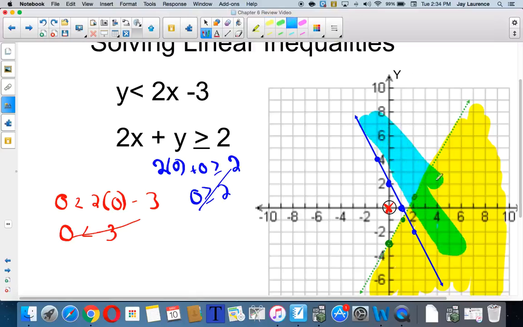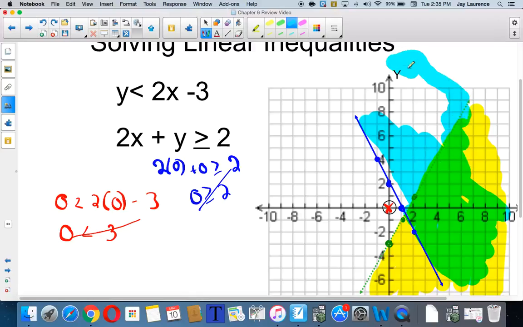And the solution is where the two areas got shaded twice. How can you tell where it got shaded twice? Well, yellow and blue make green, right? Okay, so it'll look something like that.